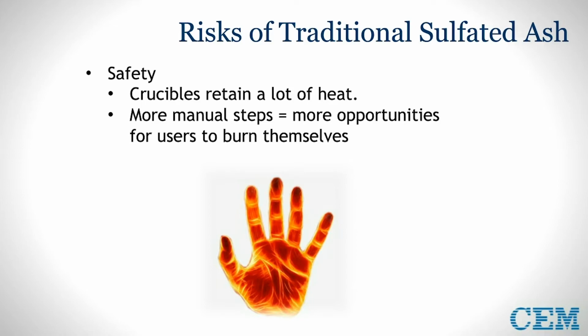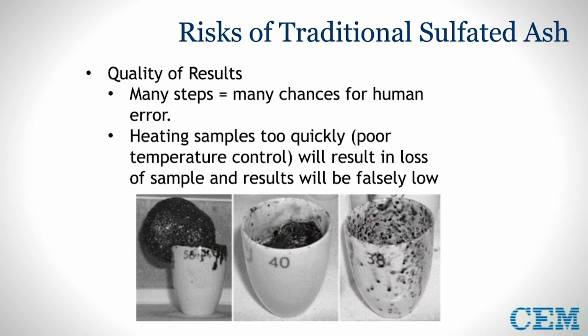Beyond personal safety, there are also risks to quality of results, risks to the sample itself. So with a lot of steps, we have a lot of chances for human error, particularly in the pre-ash step, but also inside the oven. If the samples are heated too quickly, if you have poor temperature control in your muffle furnace, then that will result in loss of sample and results will be falsely low.